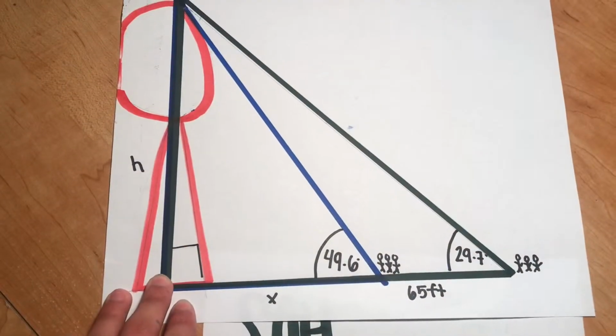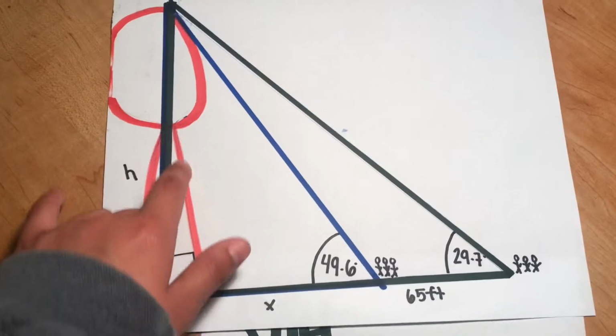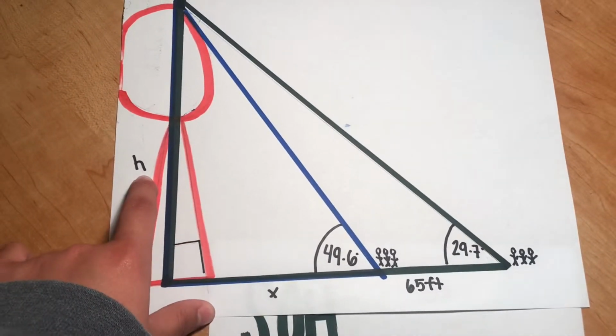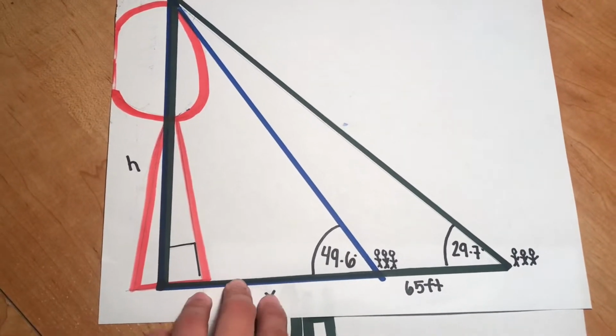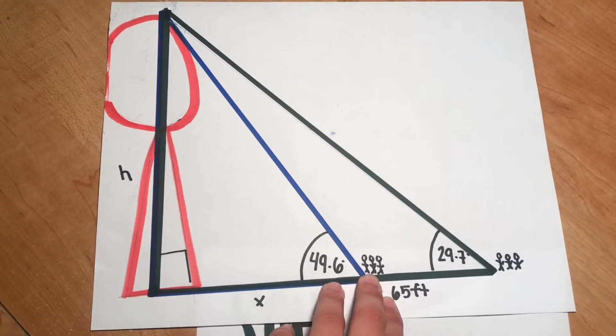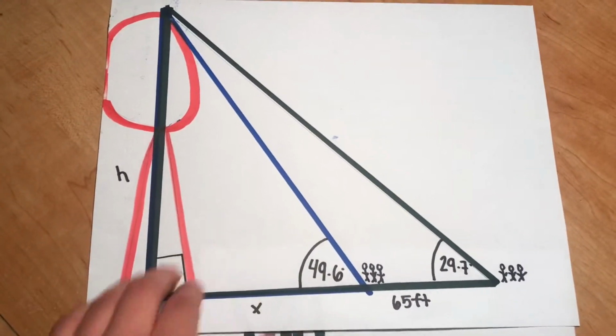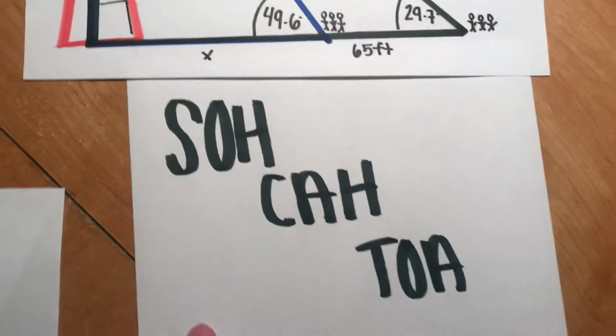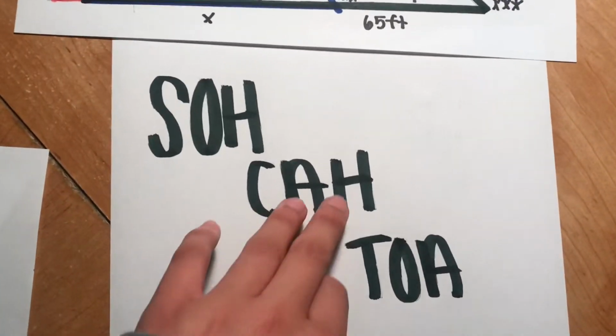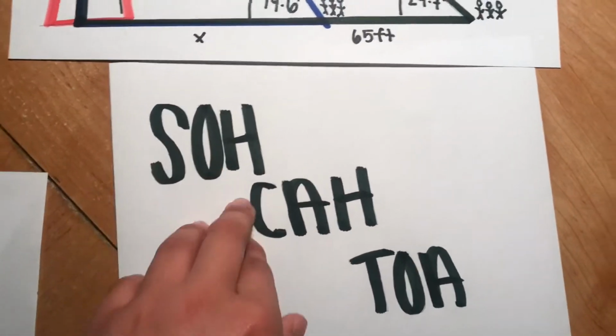And a little side note, why we use tangent is because on the opposite side we have the height, we have a variable, and then for the adjacent we have x and 65, so we have something for both, and we don't have anything for the hypotenuse. So using SOHCAHTOA, the h cancels out, so we can't use sine or cosine, so we're left with tangent. So that's why we use tangent.